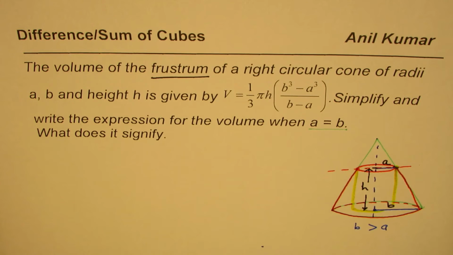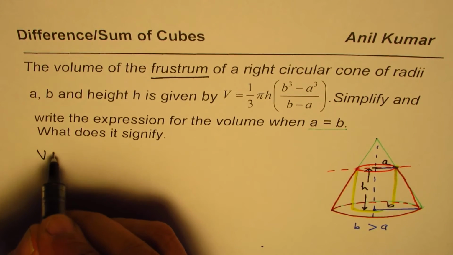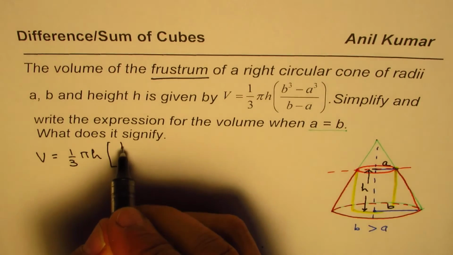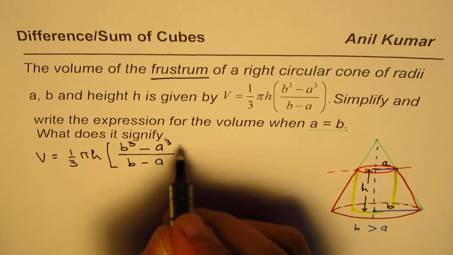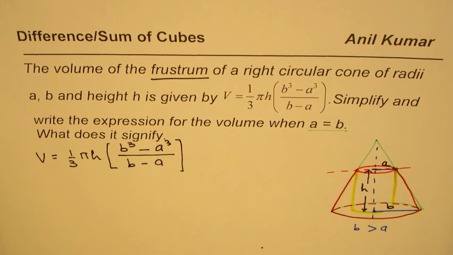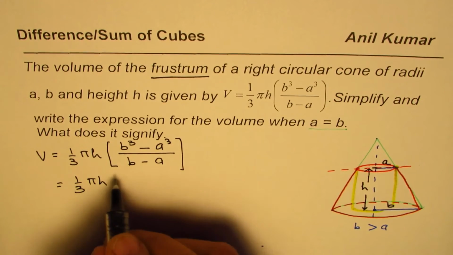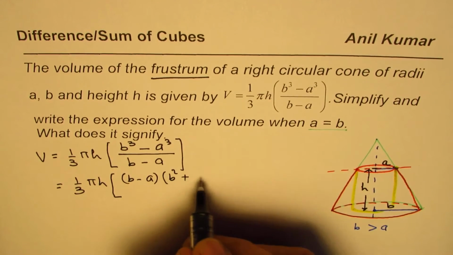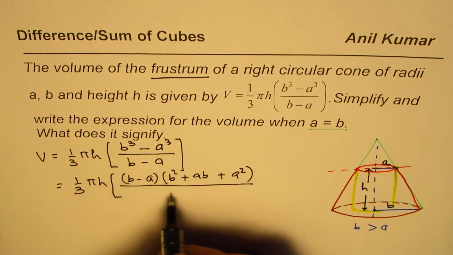But let us see how we can prove it algebraically. So let's begin to factor this and then see. We are given volume equals 1 by 3 pi h times (b cube minus a cube) divided by (b minus a). Now, can you factor the difference of cubes? Yes, you can. You know the formula, right? So we'll just apply the formula and write the numerator as (b minus a) times (b square plus ab plus a square), divided by (b minus a).